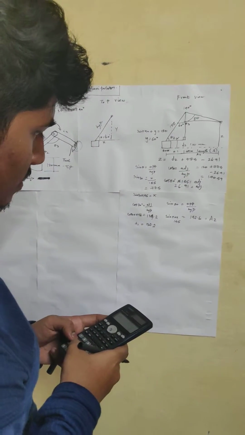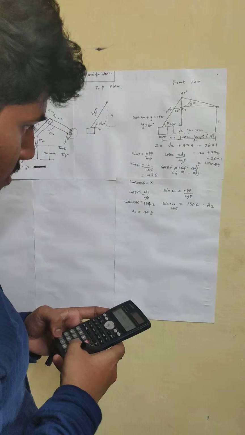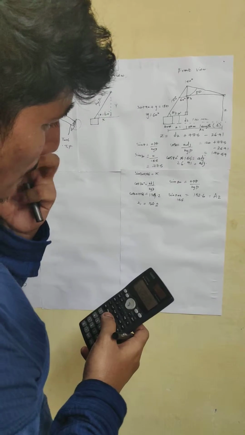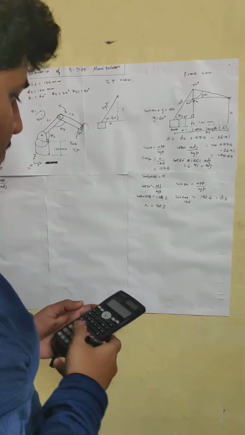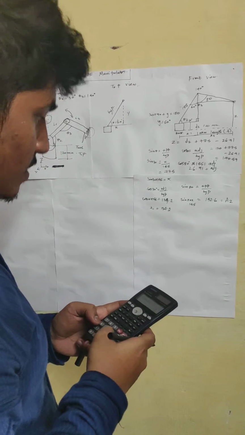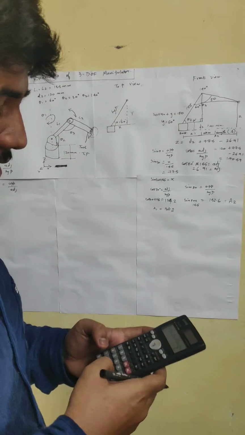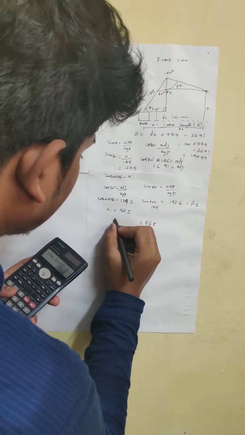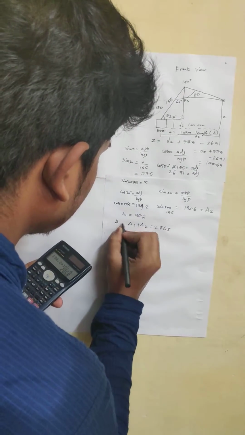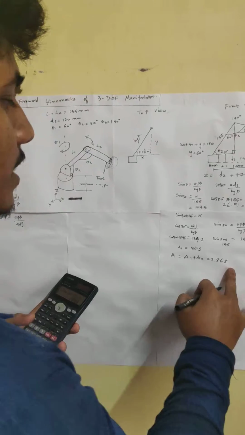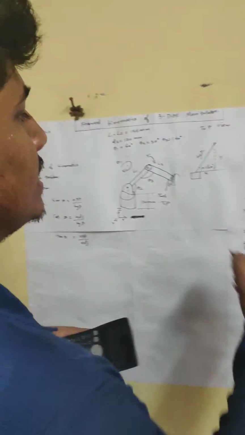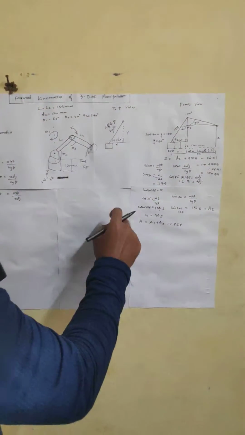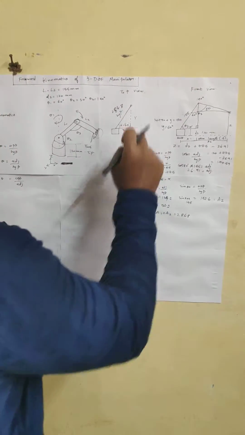So 134.2 plus 152.6 equals 286.8. A1 plus A2 equals A, which is 286.8. So this is 286.8, and you have to find x and y from this.